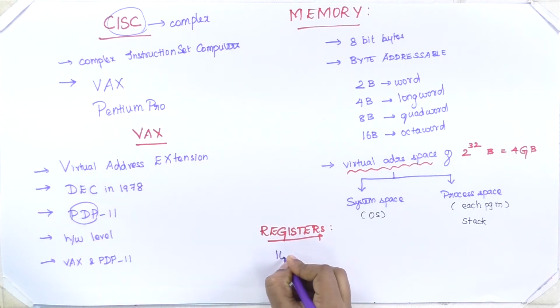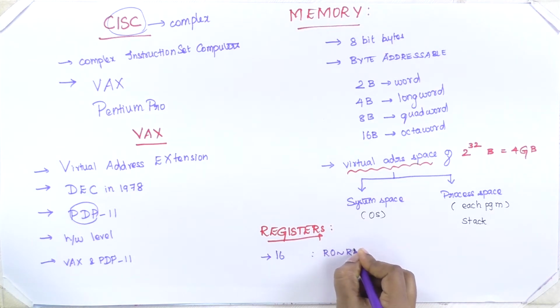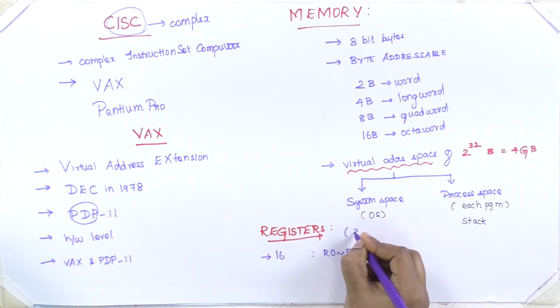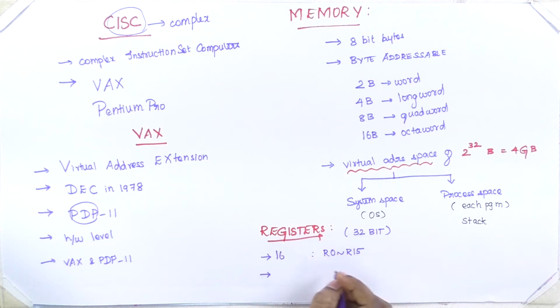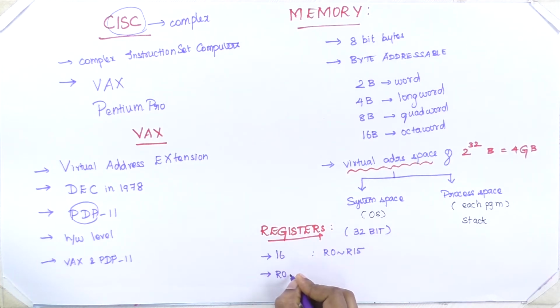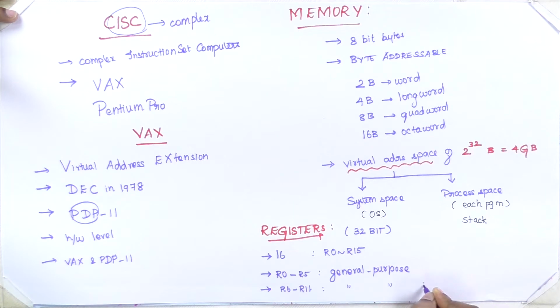There are 16 general purpose registers, R0 to R15. All registers are 32-bit long. Among the 16 registers, the registers from R0 to R5 are general purpose registers, that is, these registers are used by some machine instructions. Then the registers from R6 to R11 are also general purpose registers, with no special functions.